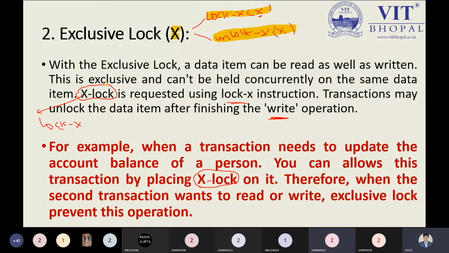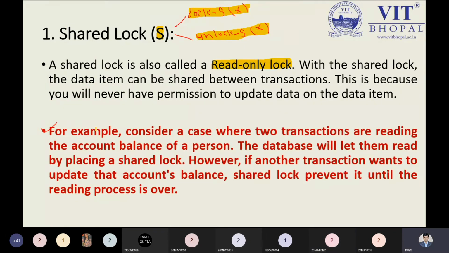But what are the examples? A simple example for the shared lock: if two transactions are reading the account balance. My father is going to the bank and asking the bank officer to please show the balance of my bank account. I am the account holder, so with my ATM card I am also checking the balance. So I'm performing two different read operations from two different transactions. This is only the shared lock I can use.